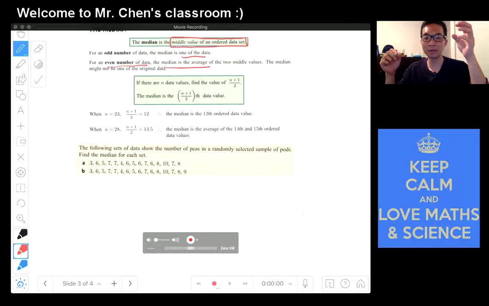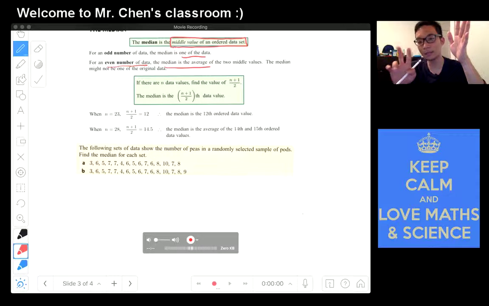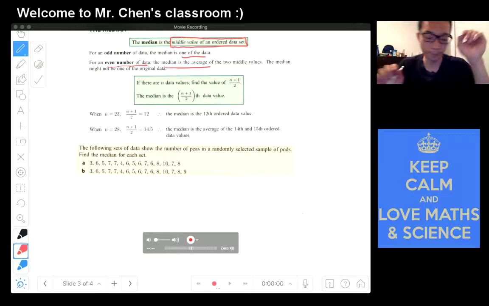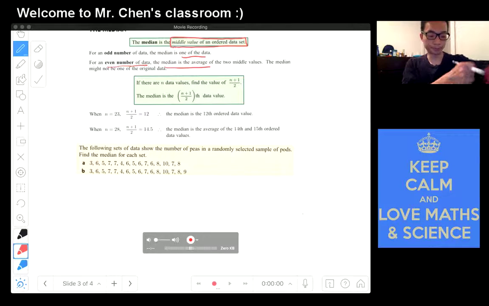With 20 data, you will have two data sitting right in the middle. What you have to do is add these two numbers in the middle and then divide by 2. From there you will get the median. I will explain a bit more. In an even number of data, the median might not be one of the original data. It could be something else.